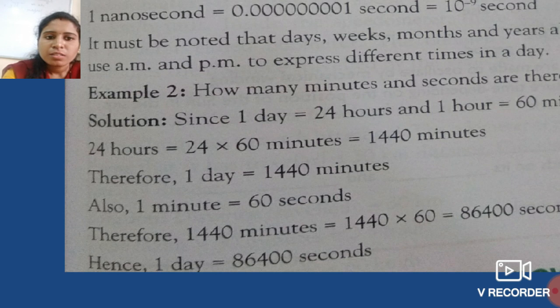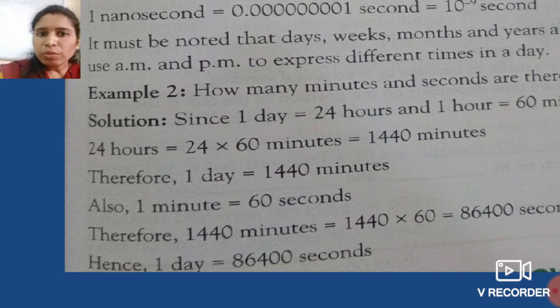Okay students, 86,400 seconds are there in one day. Okay students, got it? What we have done over here, we first converted how many hours are there in one day. Okay, so for 1 hour, how many minutes are there? So accordingly, we can multiply this 24 into 60 minutes. Then we will get 1440 minutes. Then in one day, we will get 1440 minutes are there.